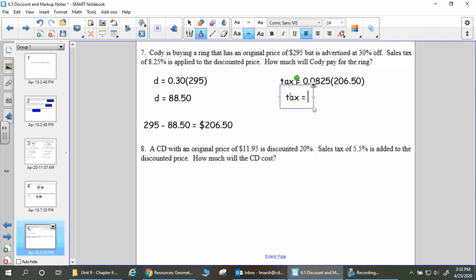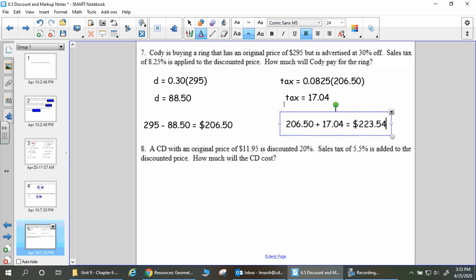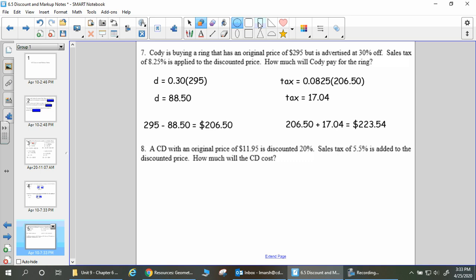Anytime we talk money, we need 2 decimal places. So 17.036 is actually going to round to 17.04. That means we were paying $206.50, and we need to add $17.04 worth of tax. And so ultimately, he is going to pay $223.54. This is your final answer: $223.54. That's how much he's going to have to pay to walk out of the store.